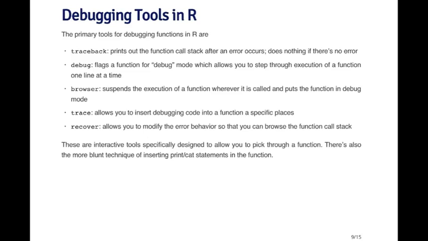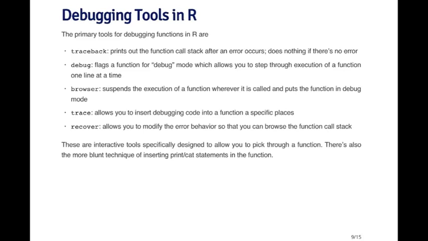So you can use the trace function to insert a little snippet of code. And usually that snippet is just the call to the browser function. And then you can browse through that function, and then you can turn the trace off, and the function's back to normal.